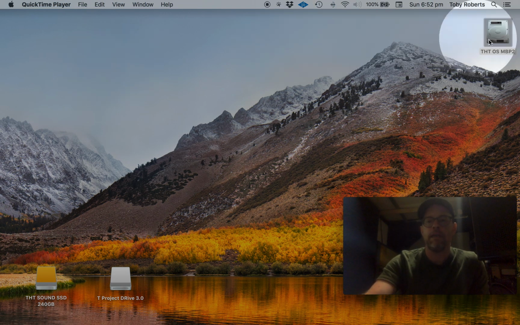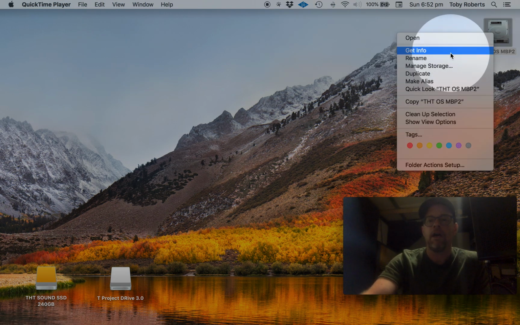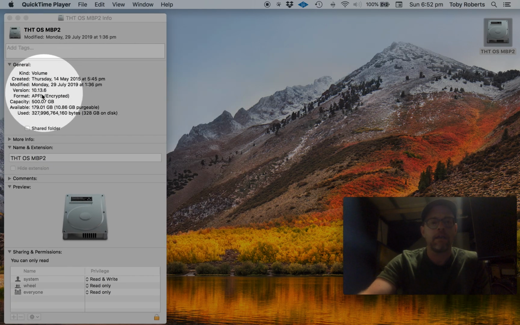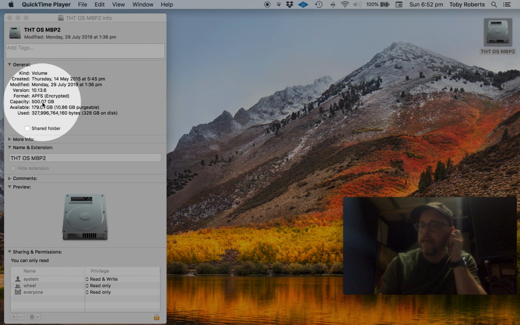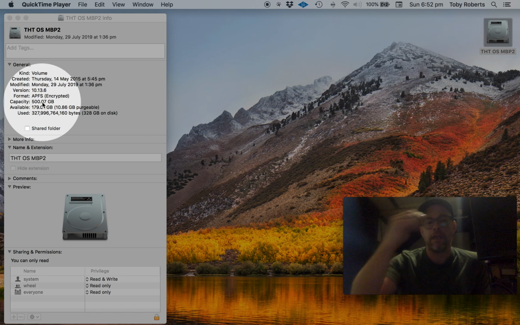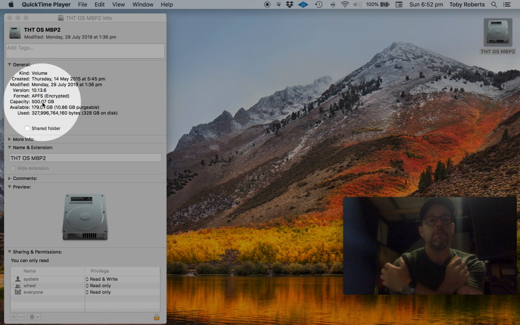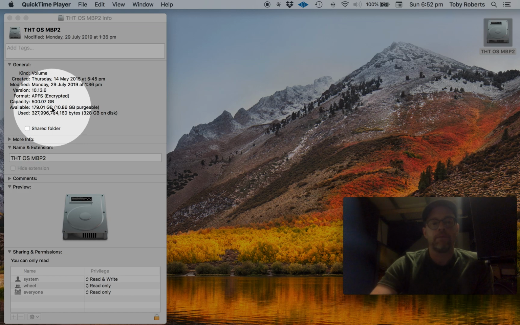If I just quickly look at my hard drive here, I'm on a Mac. I can right click on the icon and find out the capacity of my hard drive, how much space I've got available. In my case, I've got 179 gigabytes of space, so I've got a reasonable amount of space.